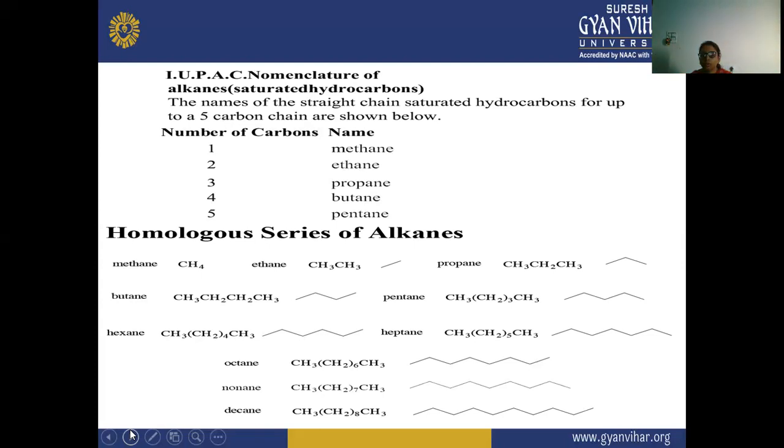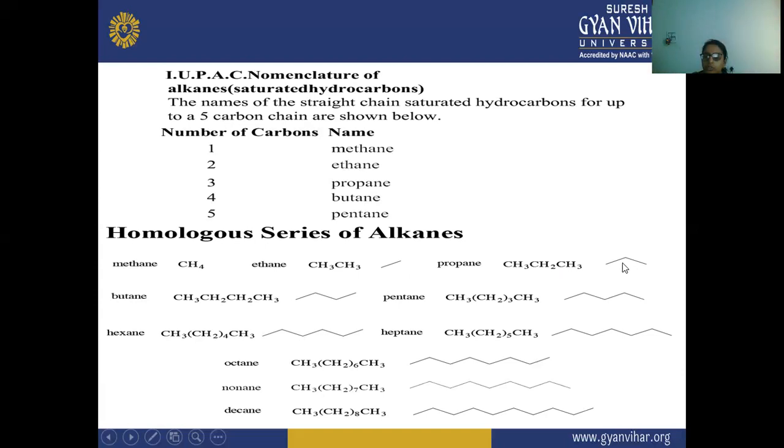Next is the homologous series of alkanes. As you can see here, it shows 10 alkane molecules. Methane has the structure CH4, and ethane has CH3, CH3. We can also show it by a single line. This is ethane, which has a single line. Next is propane. In propane, this is CH3, CH2, CH3.